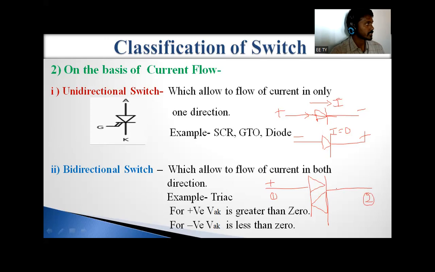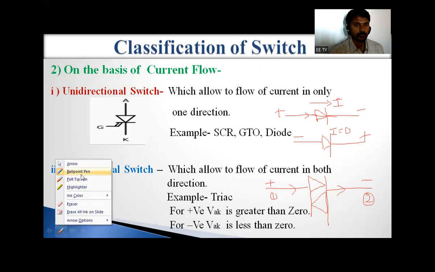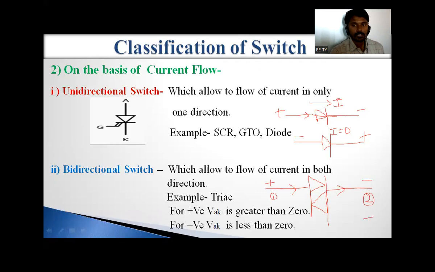So here we cannot say anode and cathode. If terminal one is made positive and terminal two is negative, then what will happen? The current is flowing in this direction. Clear? Next case. If terminal 2 is made positive and terminal 1 is negative, what will happen? Still the current is flowing in this direction. Clear? Because this is a bidirectional device.